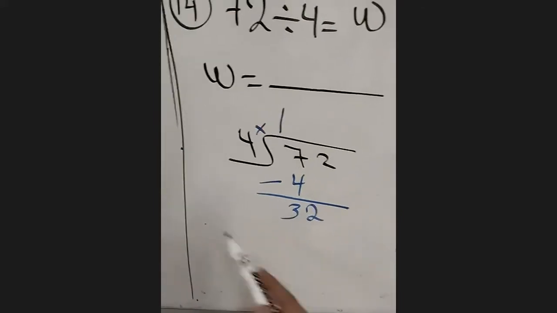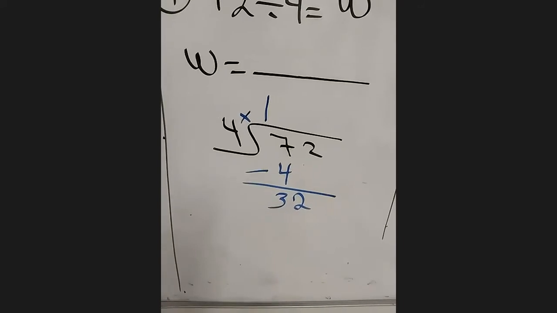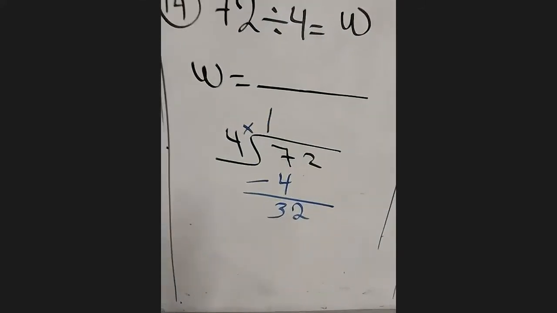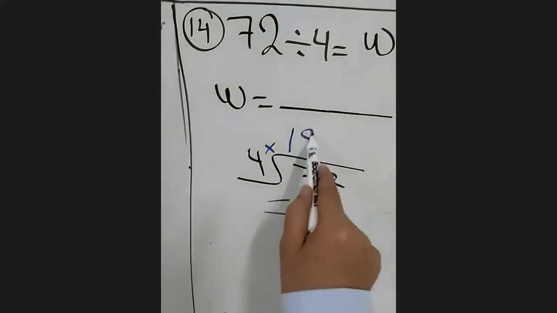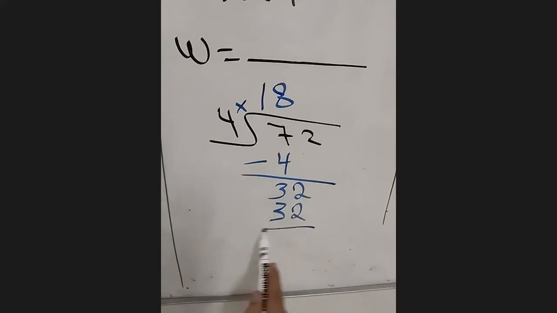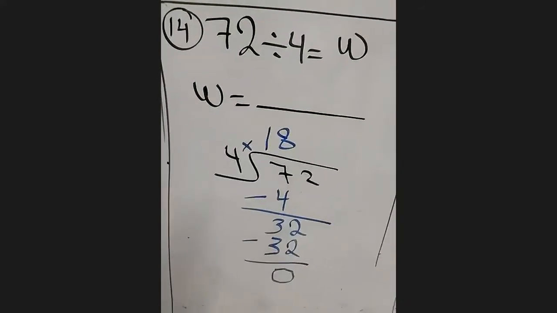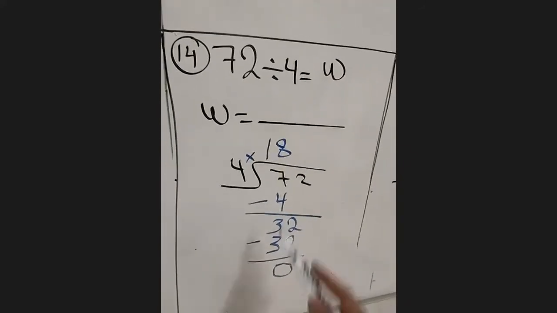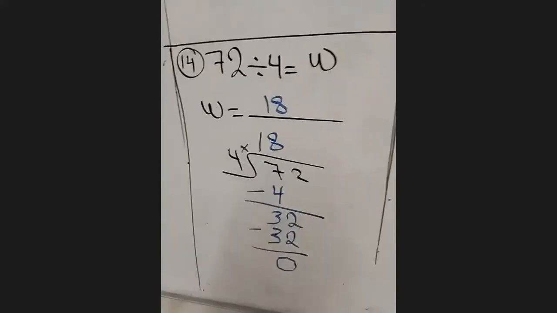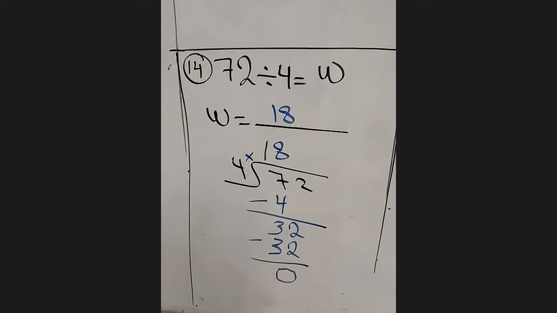Good. 32 divided by 4. We need something multiplied with 4 to equal 32, which is 8. 8 multiply 4 is 32. Subtract, 0. So the answer is 18 with remainder 0. No need to say remainder 0, it's only 18. So W equals what? 18. This is question 14, guys. Copy it very well, please.